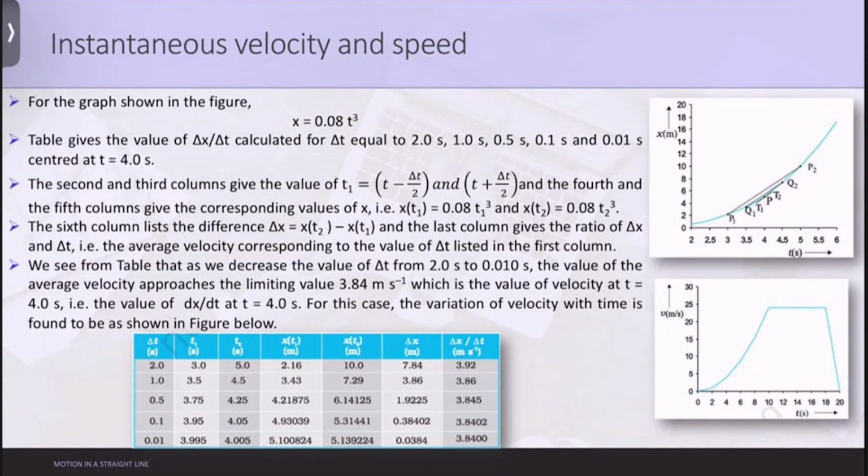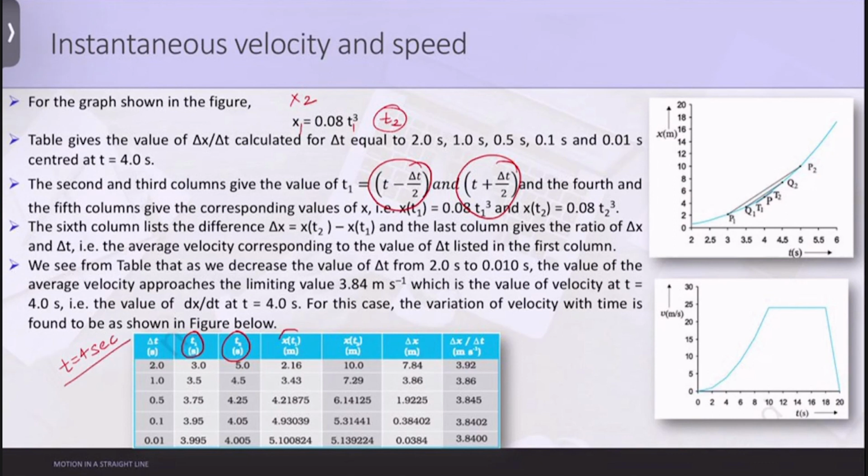Using this equation, we are just putting the value of t1 here, then putting the value of t2 here, and then finding out the value of x1, and similarly x2. Okay, so as you can see, t1 has been explained. T1 is nothing but this. Similarly, t2 has been explained. T2 is nothing but this, depending on your delta t values. Delta t value is 4 seconds used here.